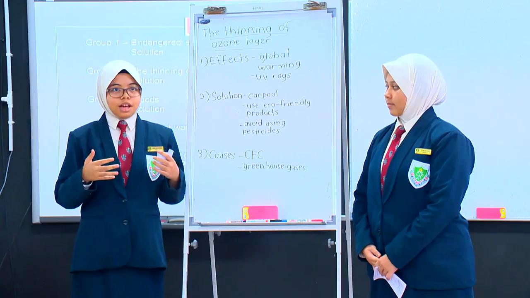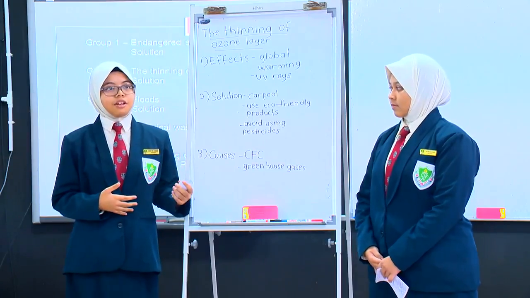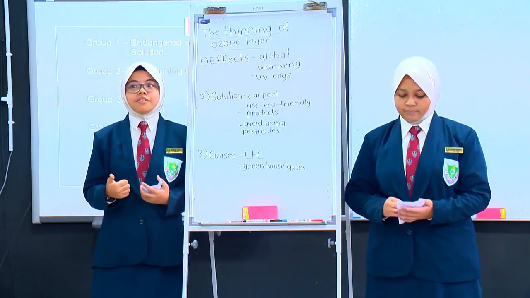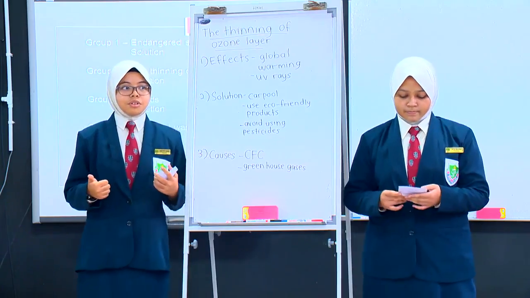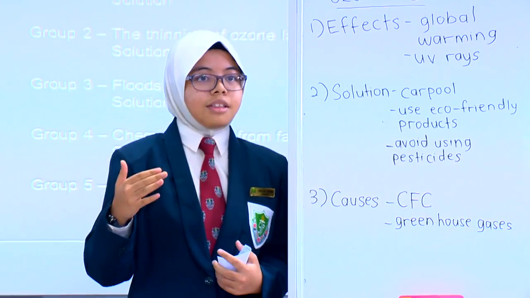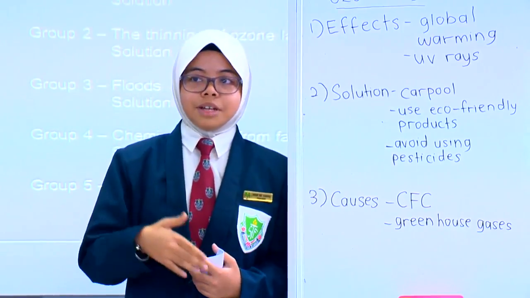So the solutions that we've obtained to actually solve this problem of the thinning of the ozone layer is first to reduce the use of refrigerators, air conditioners and electrical appliances that actually produce chlorofluorocarbon. Now, CFC is a main factor of the thinning of the ozone layer because it can actually produce holes in the layer that can allow ultraviolet rays to pass through to the earth.